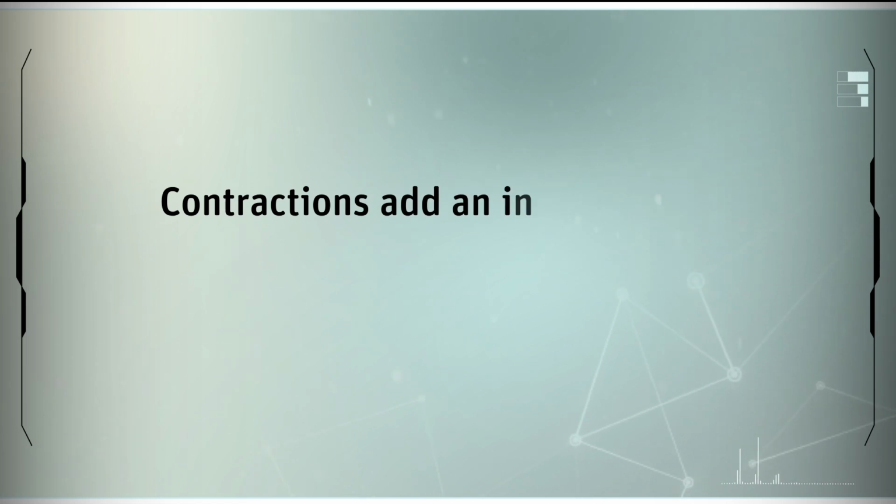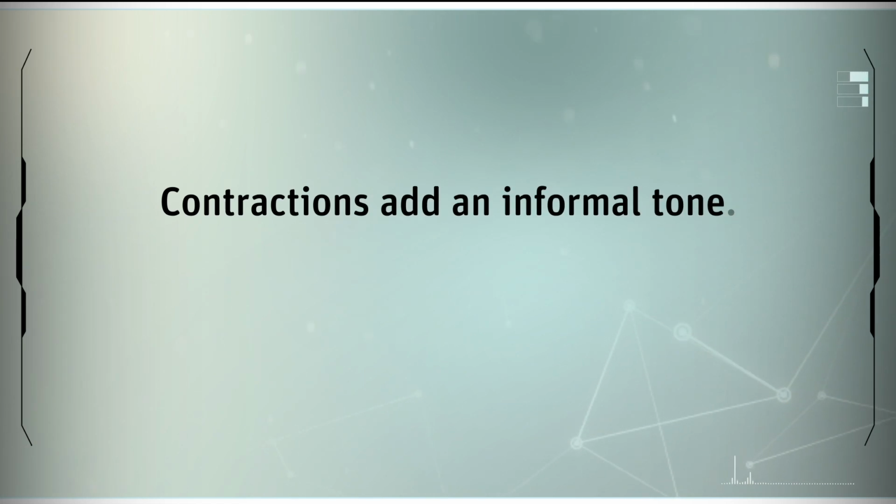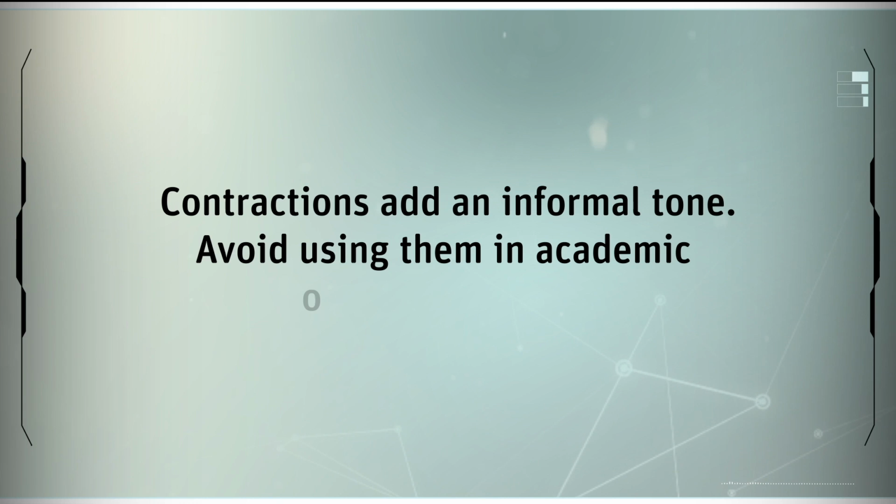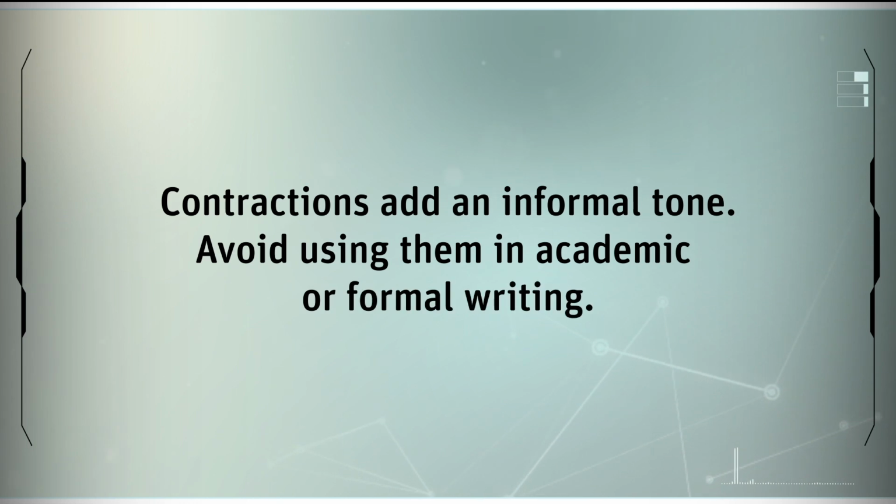Contractions add an informal tone to writing. It is best to avoid using them in academic or formal writing. Remember, it's with an apostrophe always means a contraction of it is or it has. Its without an apostrophe shows ownership or possession.